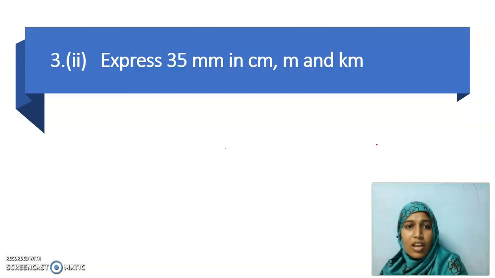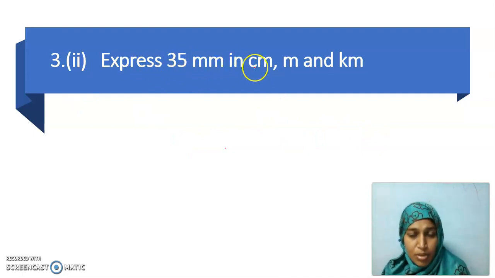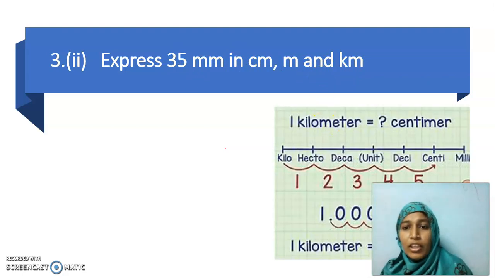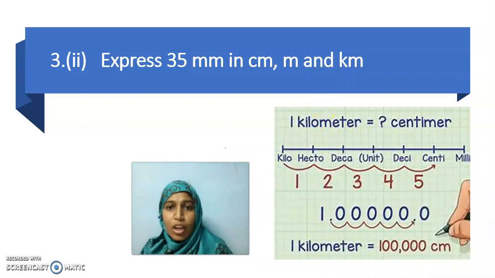Okay, let us have a look at the next question. Third question in your book. Express 35 millimeter in centimeter, meter and kilometer. Before getting into this question, let us have a recap of all the metric units. Okay, what do I have?